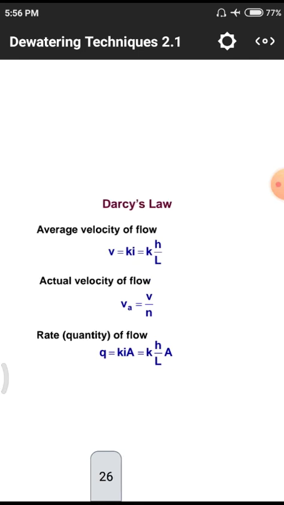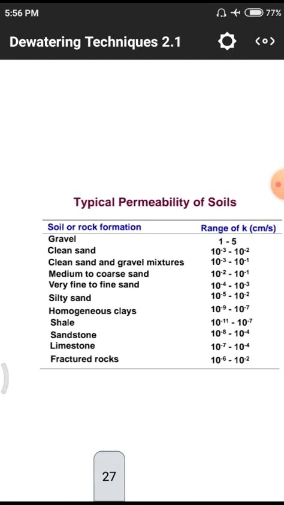Next, this is Darcy's law. These laws are not that useful to us, just for our memory purpose. We need to observe and understand the forces only. Actual velocity V equals V by n. Q equals the discharge or flow. Discharge we denote with the letter Q. Q equals K into i into A, where i equals H by L. Previously we had average velocity of flow. All of those depend upon Darcy's law.